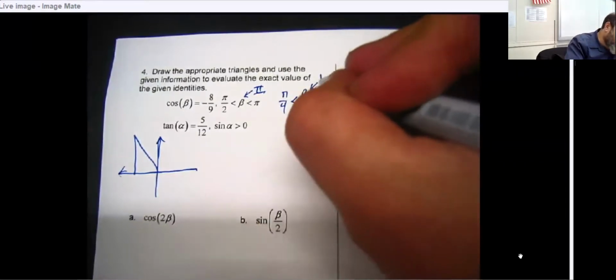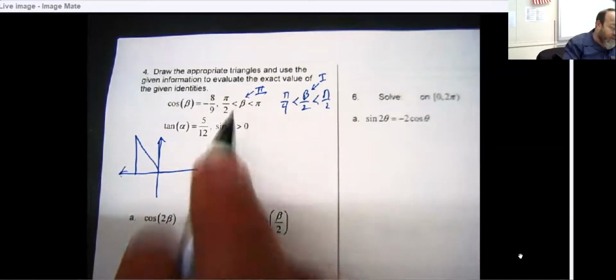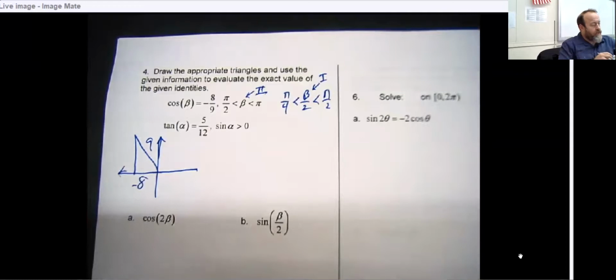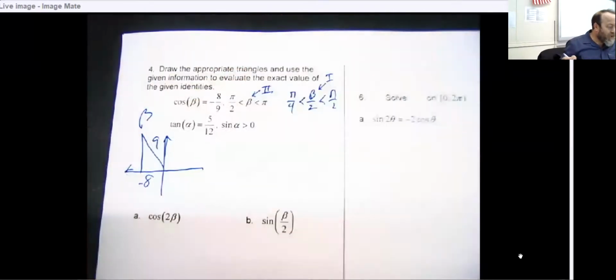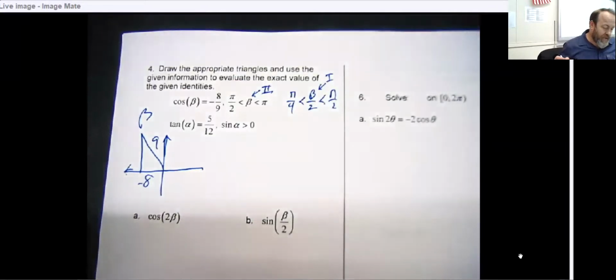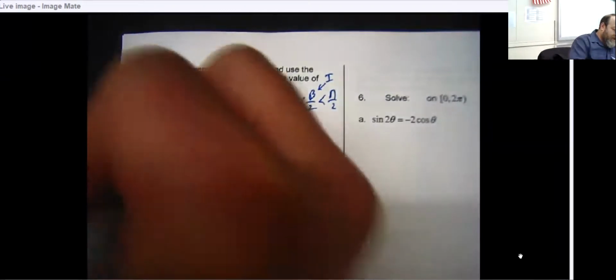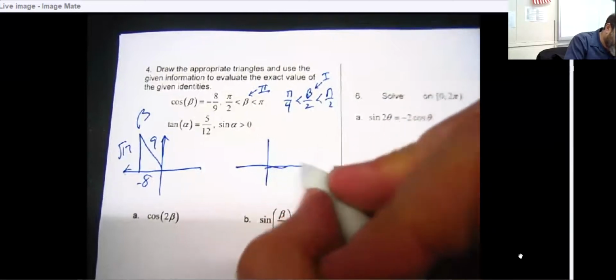This means this is in quadrant number 1, even though beta itself was in quadrant 2. So the cosine is here. We're going to do just a real quick Pythagorean theorem on that, and I've got the cosine of beta is negative 8/9. And that's going to leave this with a root 17. I wish I'd done alpha first, but it's all right. Well, I just have to make sure that I go back and forth.